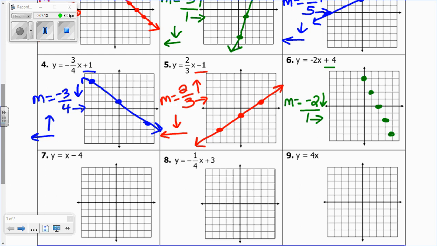Now in this case, I can't go the other way because I don't have space. But if I could, I would go up 2, left 1. And now I'm just going to connect the dots. And now I have graphed y is equal to negative 2x plus 4.